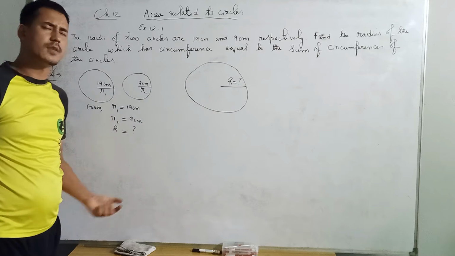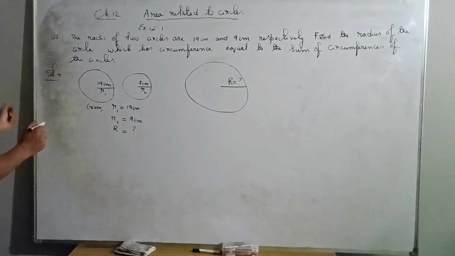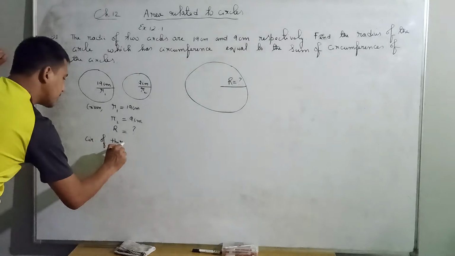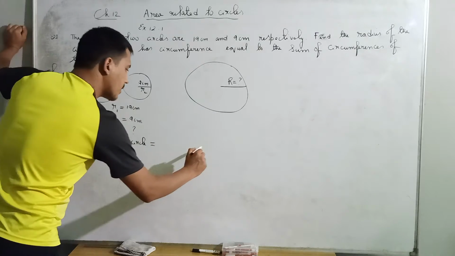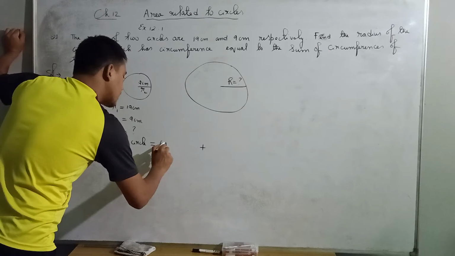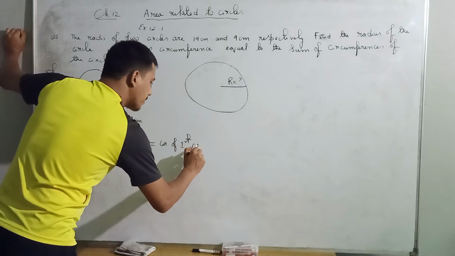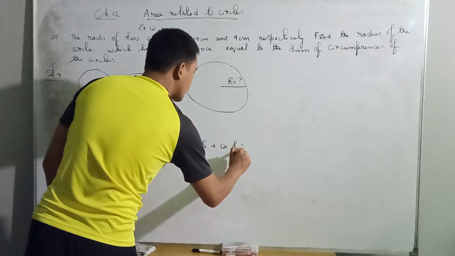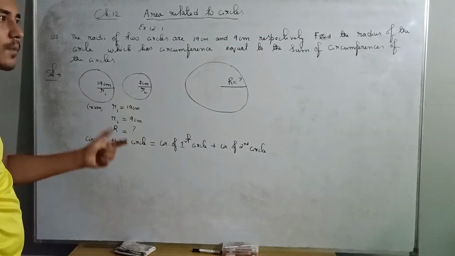So this circle will be comparatively very large as compared to these two given circles. So I'm going to write: circumference of third circle is equal to sum of circumferences of the two circles. Means circumference of first circle plus circumference of second circle. Now we know that the circumference of a circle is 2 pi r.